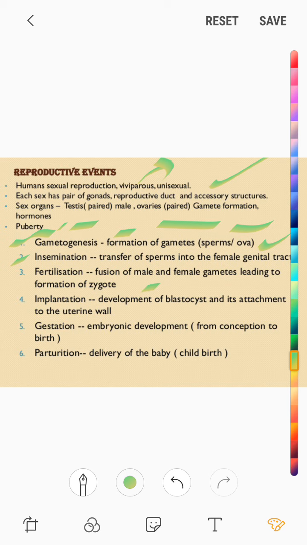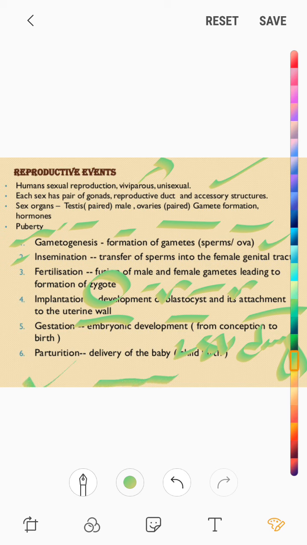Then there is a fusion of the male and the female gametes leading to the formation of zygote. Male gametes and female gametes are haploid. And then there is implantation of the blastocyst, that is formed after the zygote formation, and attachment to the uterine wall. Then the next stage is gestation, that is the embryonic development from time of fertilization to birth, that is mostly 280 days. Then there is the delivery of the child, that is known as parturition.